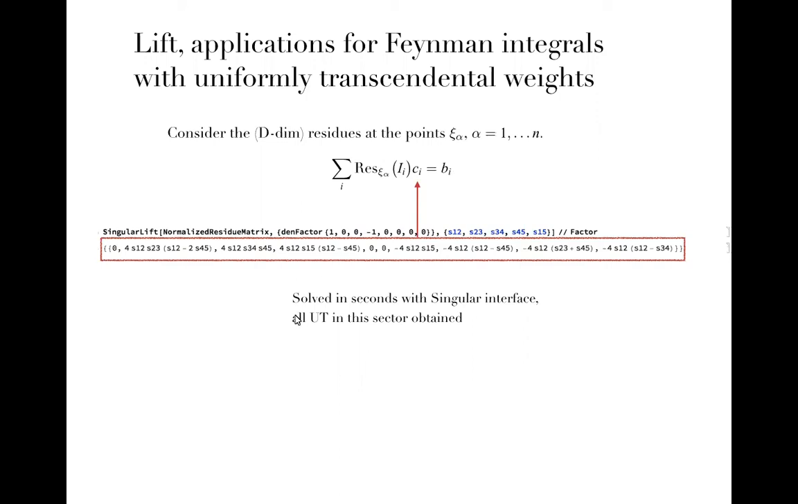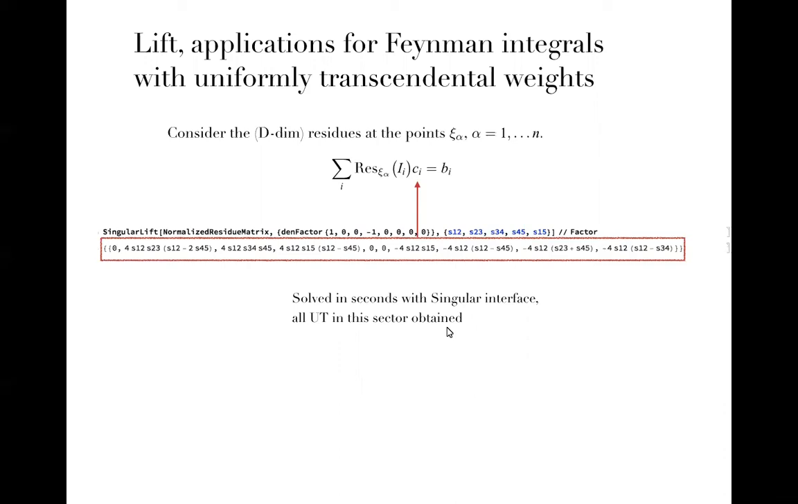We can get all the UTs in the sectors. So this is an elegant way to get the UT for the very complicated top sector. Now, of course, if you work with some simple UT problem, you don't need this kind of technique. You don't need this kind of d-dimensional residues. You just do everything with the 4D residue or 4D d-log, and you get everything.